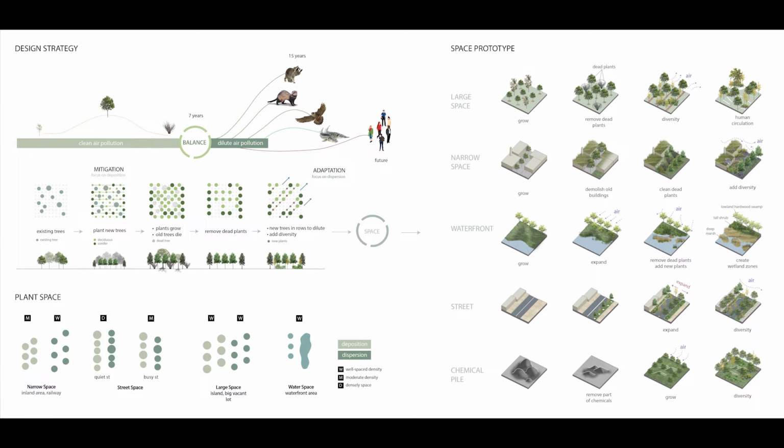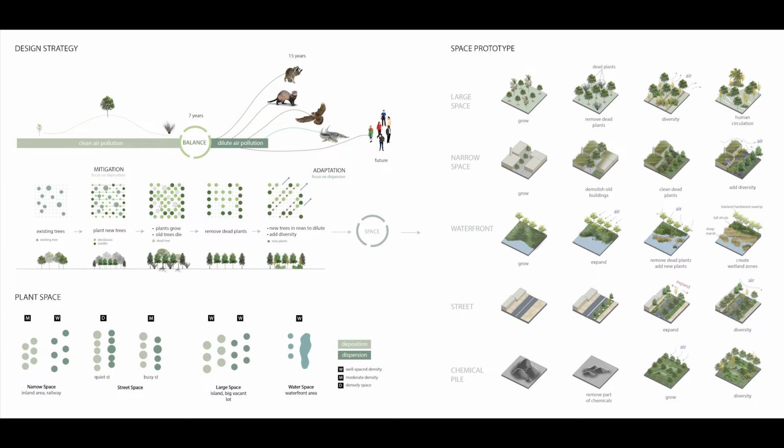My design strategy comes from the dispersion and deposition concept. It has two phases. In the first stage, I will focus on cleaning the air, which means a mitigation phase, and at this time, I will plant more trees for deposition. When the air quality reaches a good balance, it will go into an adaptation stage, which means dispersing air pollutants into large spaces like the Detroit River.